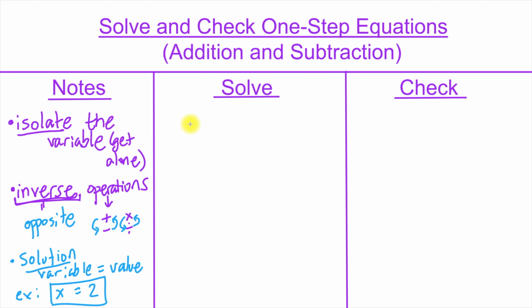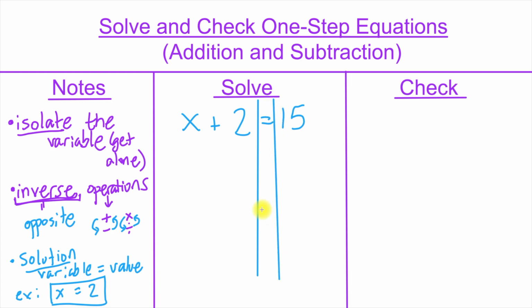Let's write that here. X plus 2 equals 15. The first thing I like to do when solving an equation is I like to separate the left side of the equation from the right side of the equation. To do that, I find where my equal sign is, and then I drop a bar right along the left side of it, all the way down. And then I also draw another line right on the other side of the equal sign. Now this will separate my equation into 2 sides, the left side and the right side.